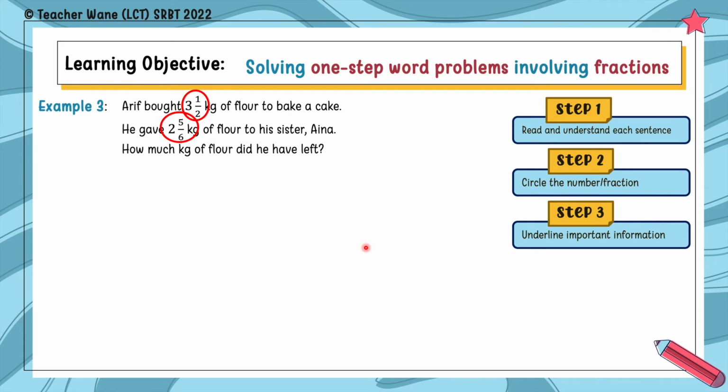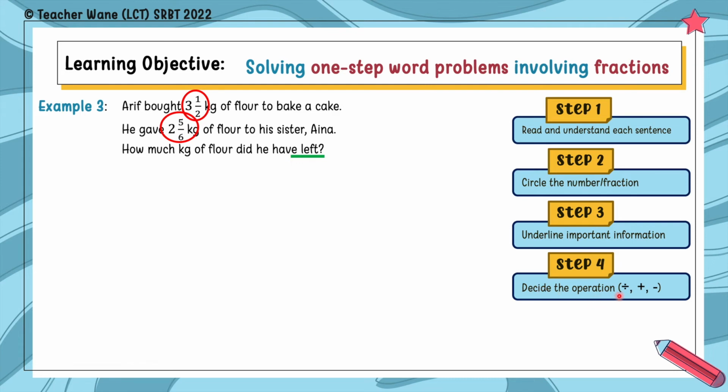Step 3, underline important information. So what are the most important information that you could underline? Left. Okay, you could also underline gave. Okay, so he gave away 5 out of 6 kilogram of flour. But the question is asking, how much kilogram of flour did he have left? Okay, so which operation are we going to choose? Are we going to choose division, addition, or subtraction?